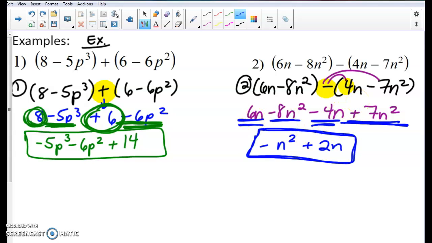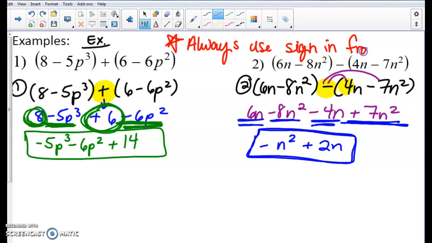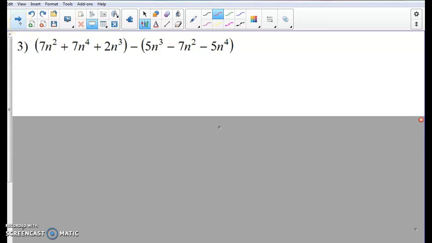So do not change your variables' exponents, and remember to, and please write this down, always use the sign in front. So when it comes to combining like terms, always use the sign in front. So if it's positive, it's a plus. If it's negative, it's a minus, and vice versa. So always use the sign in front.